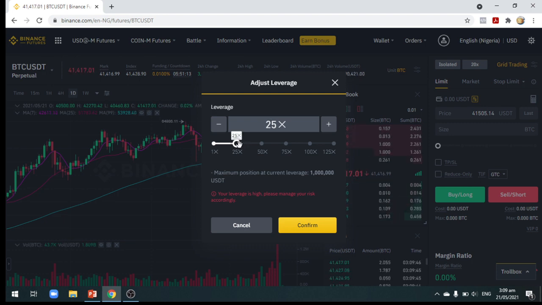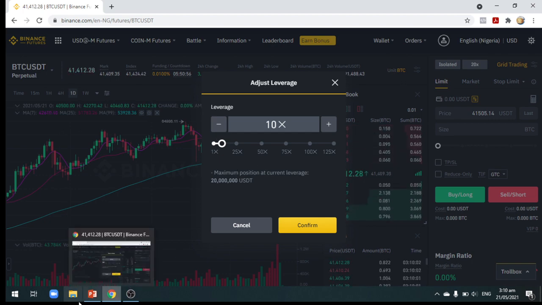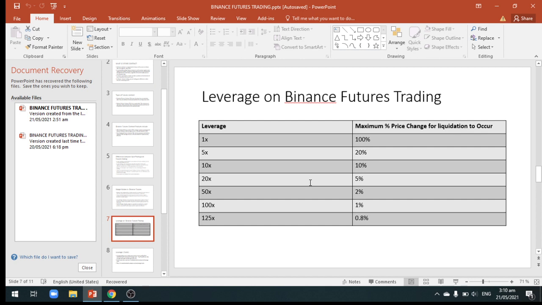So what I would recommend is that you should use a leverage not more than 10x leverage. Not more than 10. Even 10x leverage is quite high, because you can see a price fluctuation that will be more than 10% in terms of price changes. So with 20x leverage, a 5% change in price will see your position liquidated.